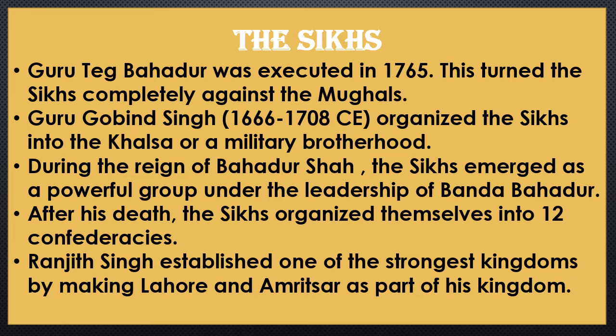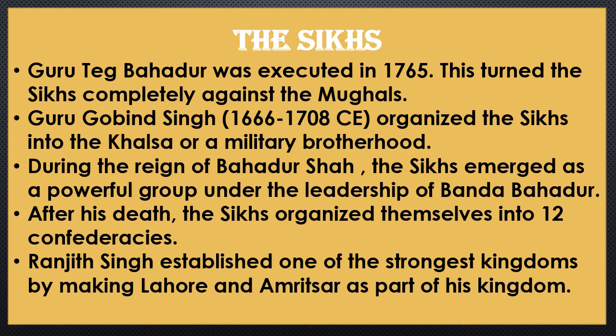Guru Gobind Singh organized the Sikhs into Khalsa, or a military brotherhood. During the reign of Bahadur Shah, that is the Mughal emperor who followed Aurangzeb, the Sikhs emerged as a powerful group under the leadership of Banda Bahadur. After his death, the Sikhs organized themselves into 12 confederacies. Ranjit Singh established one of the strongest kingdoms under the Sikhs by making Lahore and Amritsar part of his kingdom.